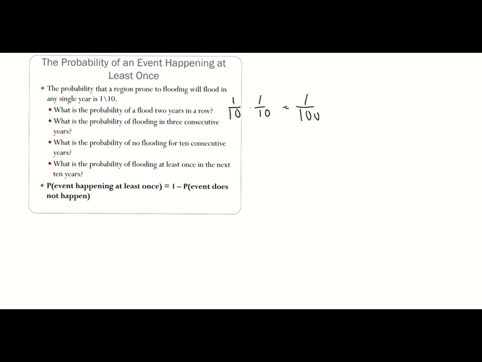For 3 consecutive years, we can take this as 2 years, so if I multiply it again by 1/10, we end up with 1/1000.